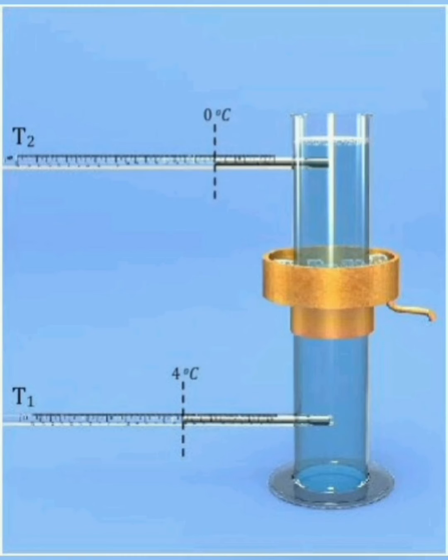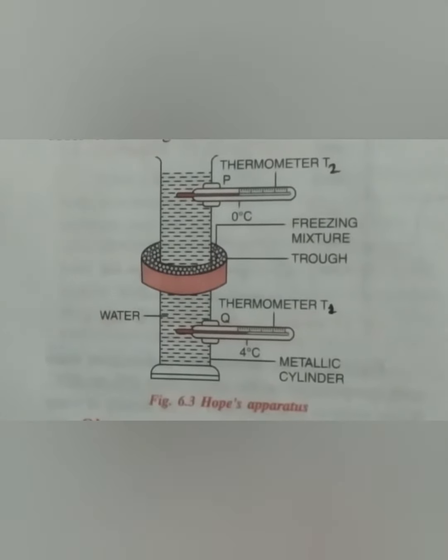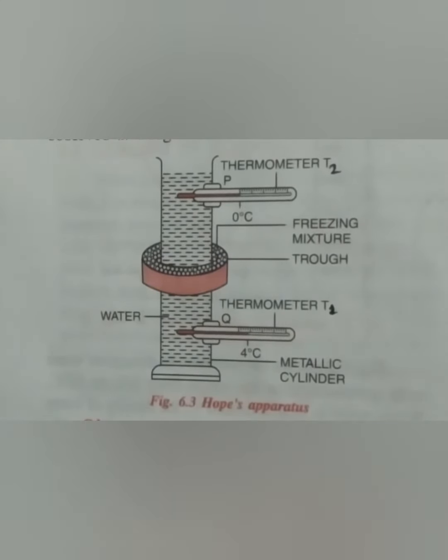While the temperature recorded by lower thermometer T1 remains constant at 4 degrees centigrade, the upper thermometer T2 shows a continuous fall in temperature up to 0 degrees centigrade and then it also becomes steady. Thus, finally the temperature recorded by upper thermometer T2 is 0 degrees centigrade and that by lower thermometer T1 is 4 degrees centigrade.